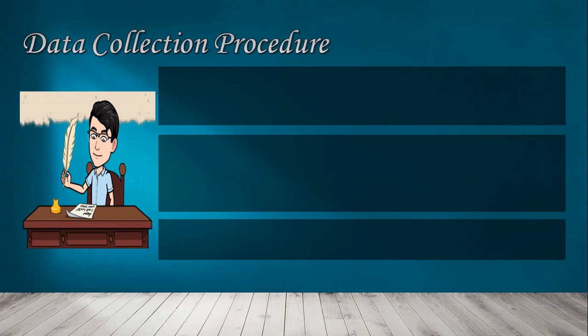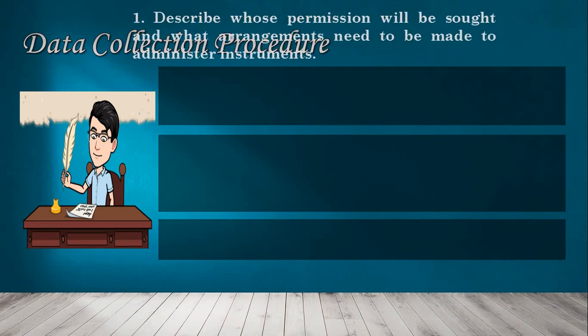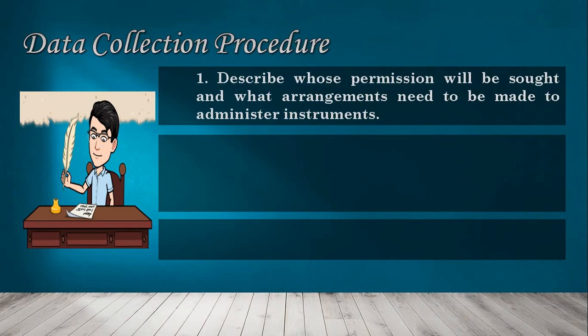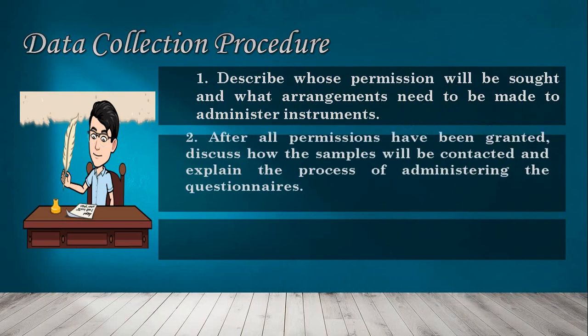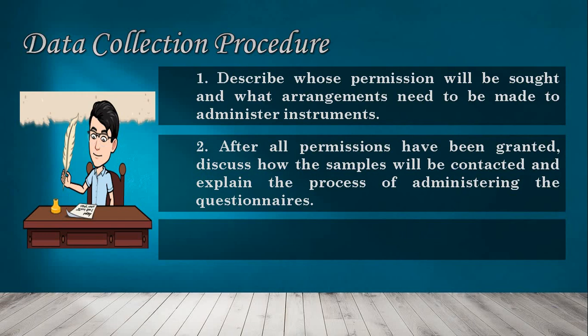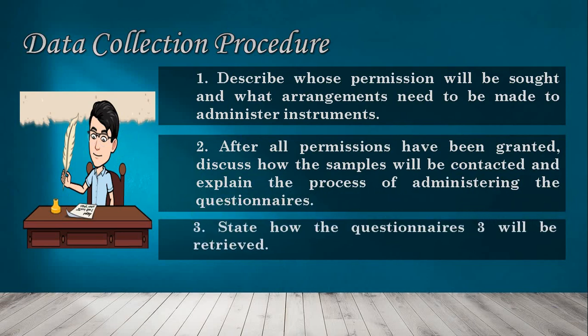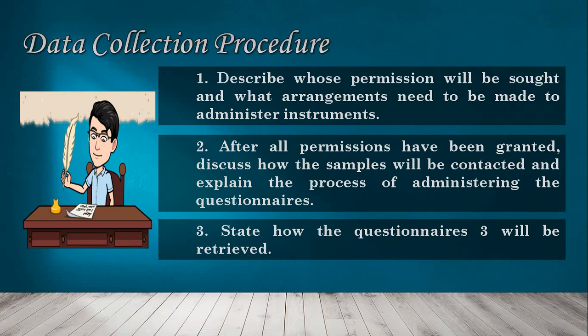Next, we have the data collection procedure. So, it has guidelines that we must follow. First, describe whose permission will be sought and what arrangements need to be made to administer instruments. Second, after all permissions have been granted, discuss how the samples will be conducted and explain the process of administering the questionnaire. And third, state how the questionnaires will be retrieved.